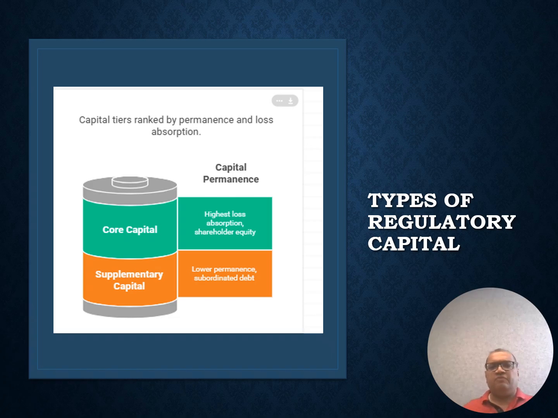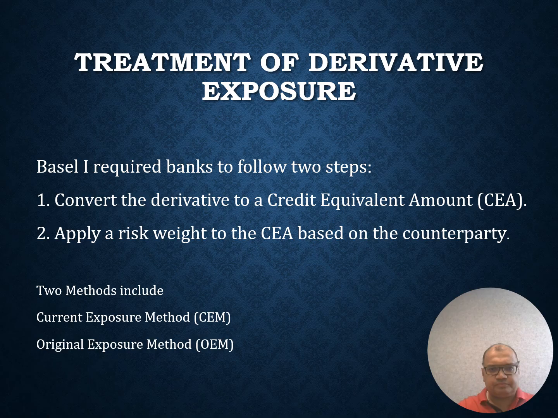So if your bank has a loss, the first loss absorbent is the core capital. That core capital absorbs the loss. This is followed by the supplementary capital, which absorbs the remaining loss. So this is what you are supposed to keep, 8% of the risk weighted asset, in this form. But another catch is that 50% of your capital should be the core capital.